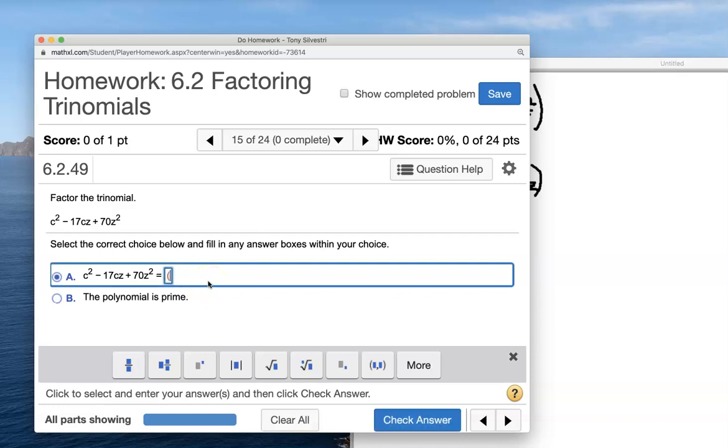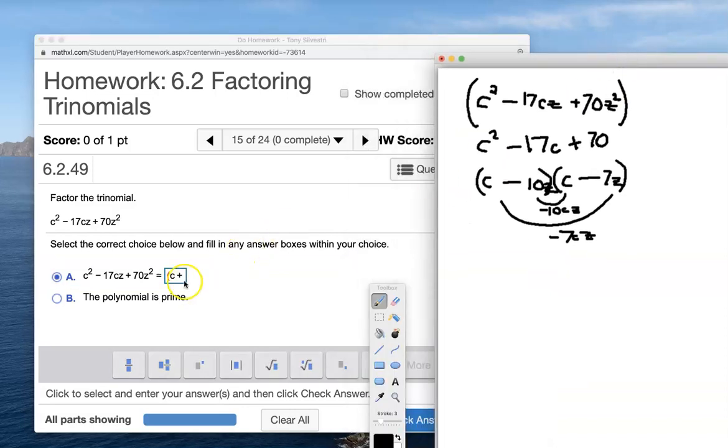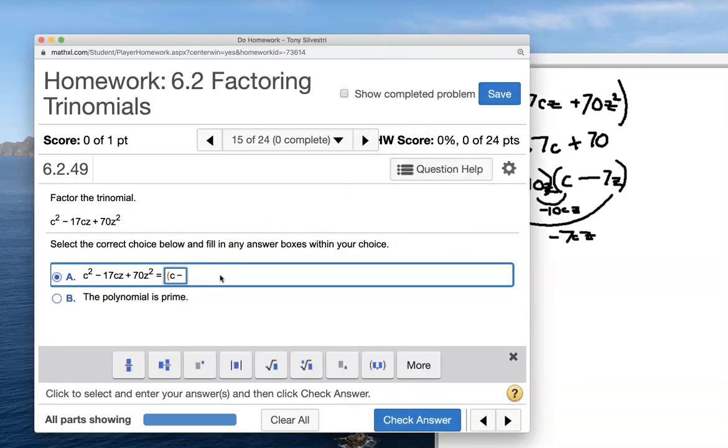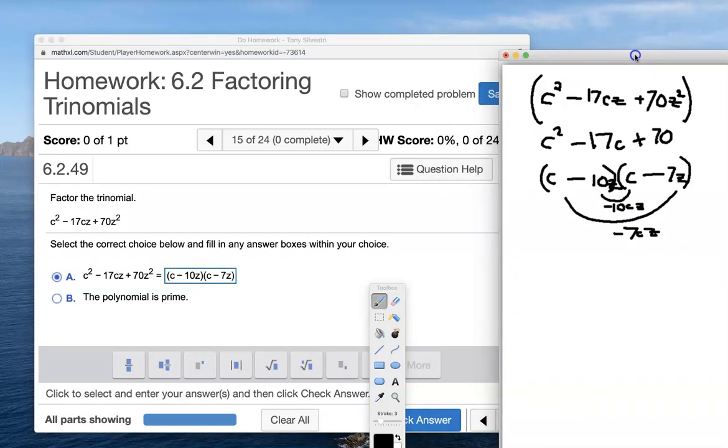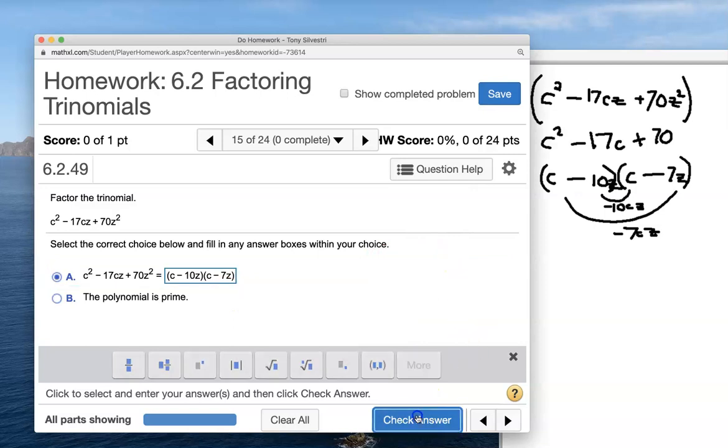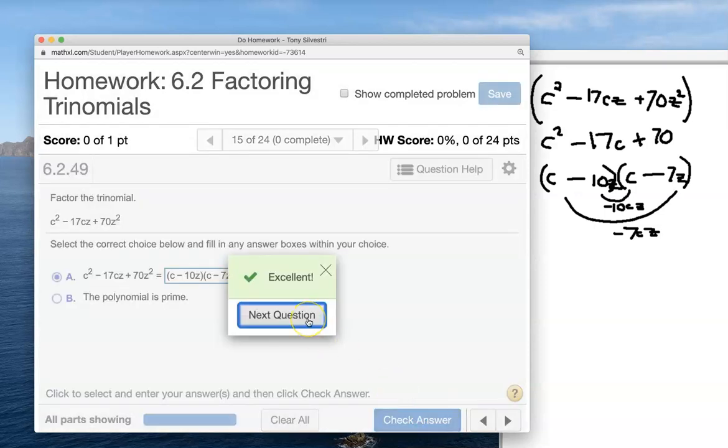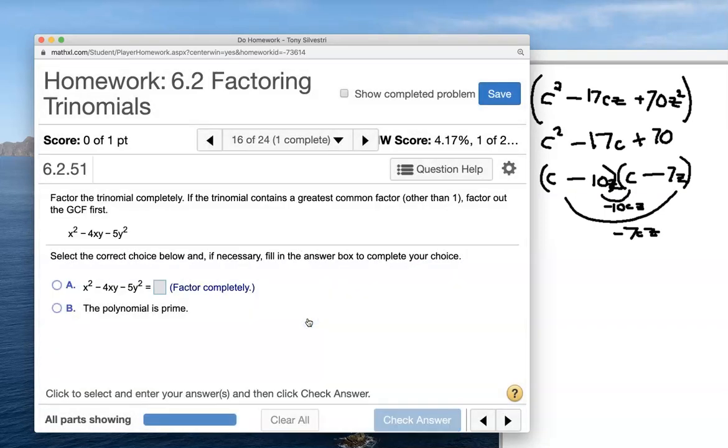I'm going with this answer right over here. Let me put that in there. C plus, was it plus? I don't remember. Let's take a look. It was minus. Ooh, I don't like to get things wrong. C minus 10Z, C minus 7Z. Let's make sure that looks like I got my paper there. It looks just a little bad. It doesn't look very good there. I'm going to go for it. Don't second guess yourself. Go for it. Excellent. Go on to the next problem.